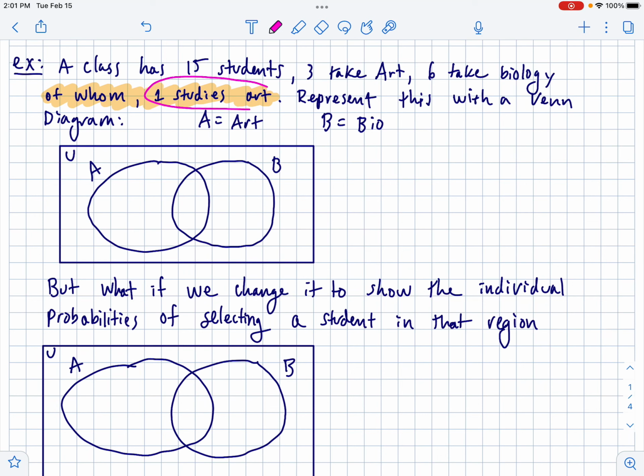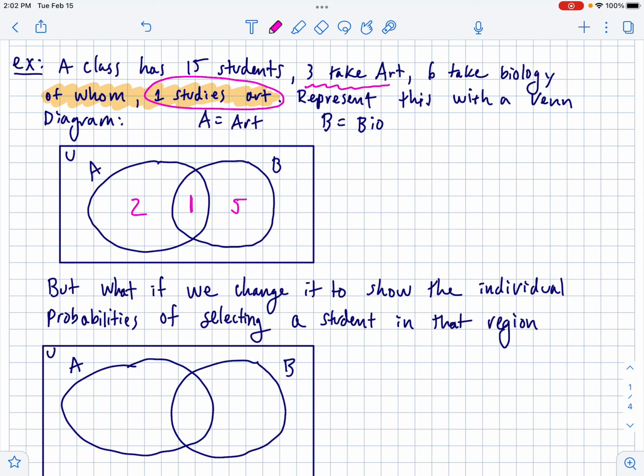Well, my brain goes right towards this one right here, that of the 6 biology people, there's only 1 of them that is studying art. So that's going to be the 1 person in the middle. There's 6 people that take biology, but 5 of them are not taking art. And then it says 3 people take art. So because 3 people take art and we already have 1 person taking art here, this is going to be a 2 outside, 2 people that take art but don't take bio.